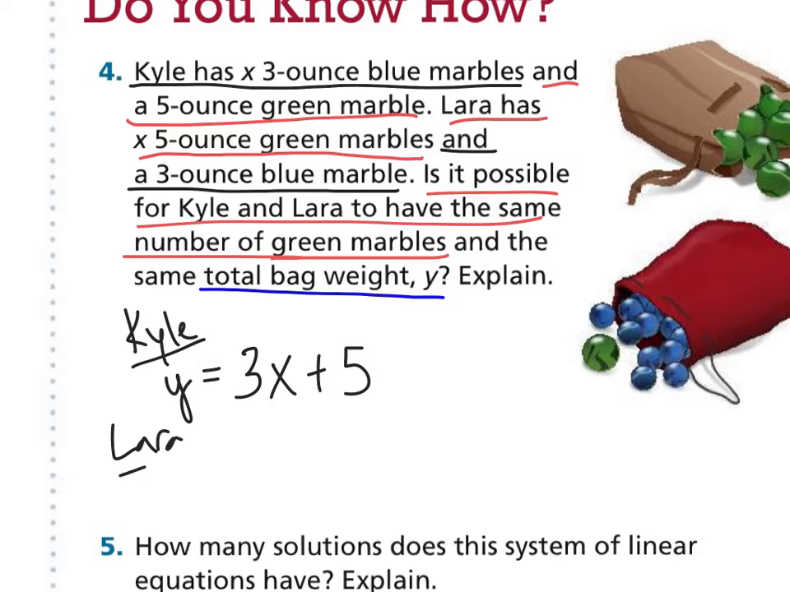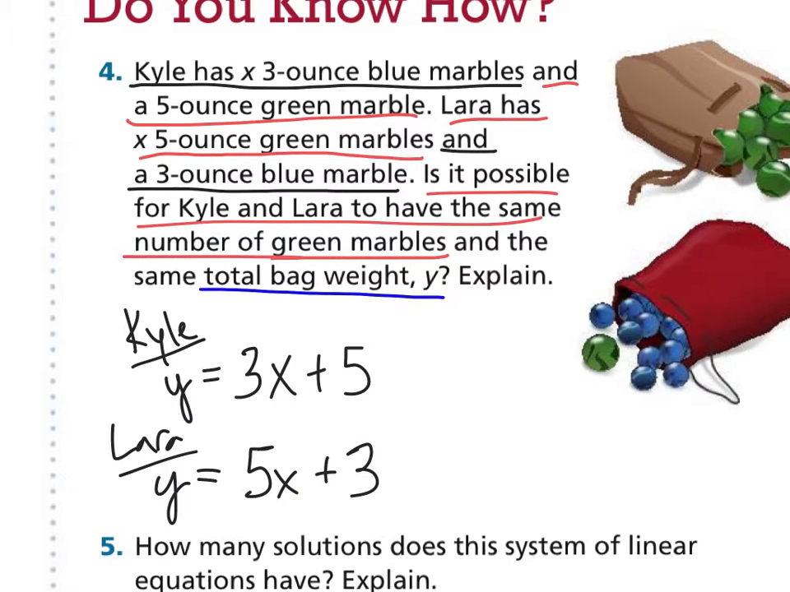For Laura, the total weight. So for Laura's, we've got x 5-ounce green marbles, so that'd be 5x, and then 1 3-ounce blue marble, that would be plus 3. So Kyle's y equals 3x plus 5, Laura's is y equals 5x plus 3. And the question is, is it possible for them to have the same number of green marbles and the same total bag weight?